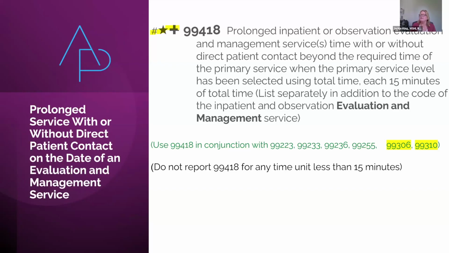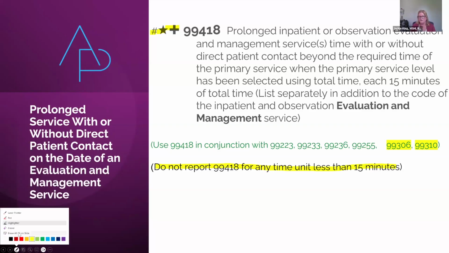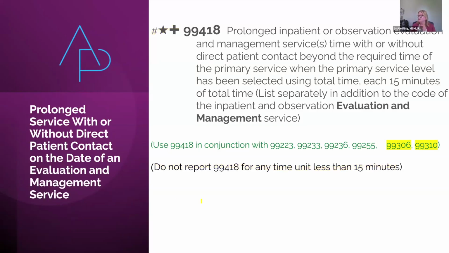And then the plus sign means this is an add-on code. It means you can't build this without the parent code. When you're looking in your E&M chapter, all of the higher level E&Ms will always have that parenthetical note. It will tell you to use this in conjunction with these E&M codes. But it'll also say, do not report for any time unit less than 15 minutes. And that's very important. These are also minimum codes. They're not midpoint. So don't do that.